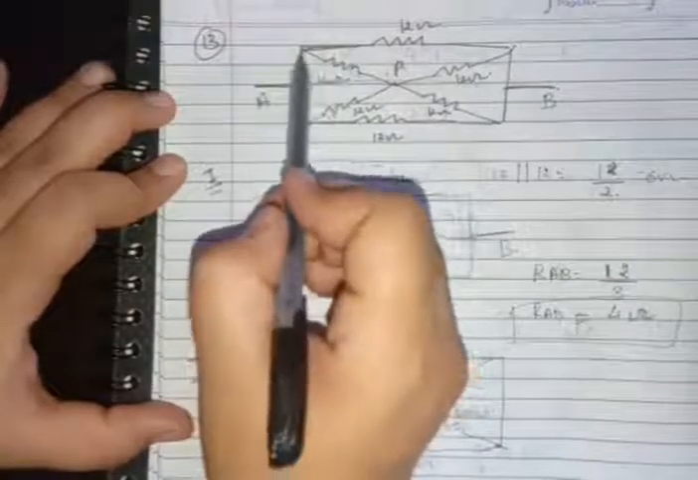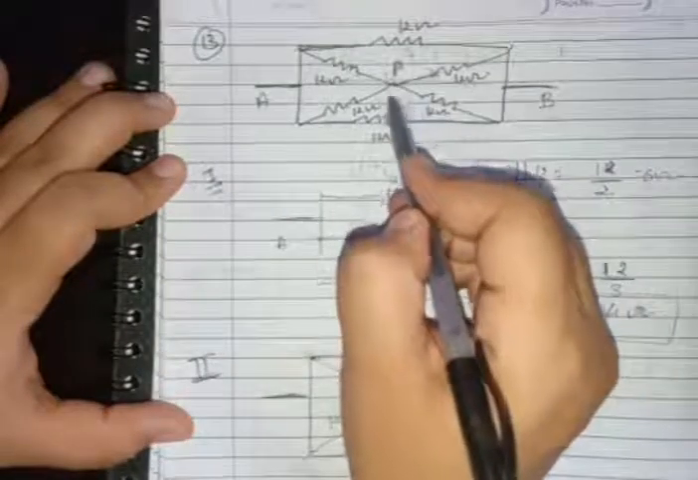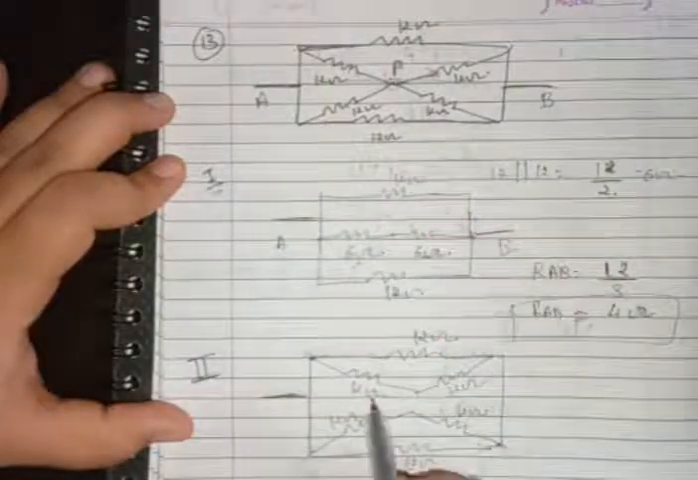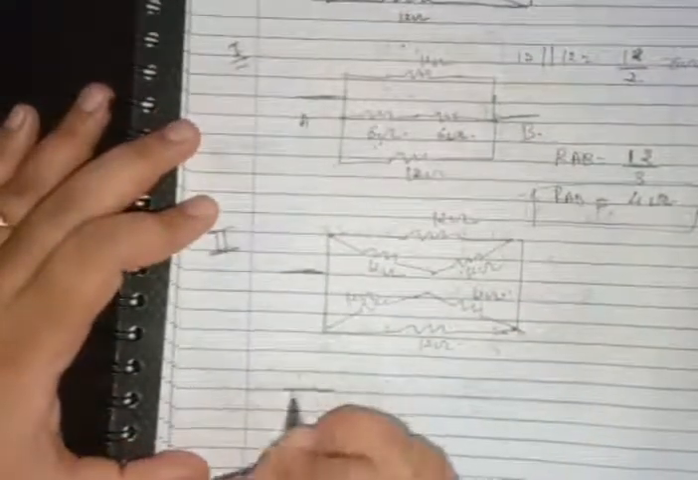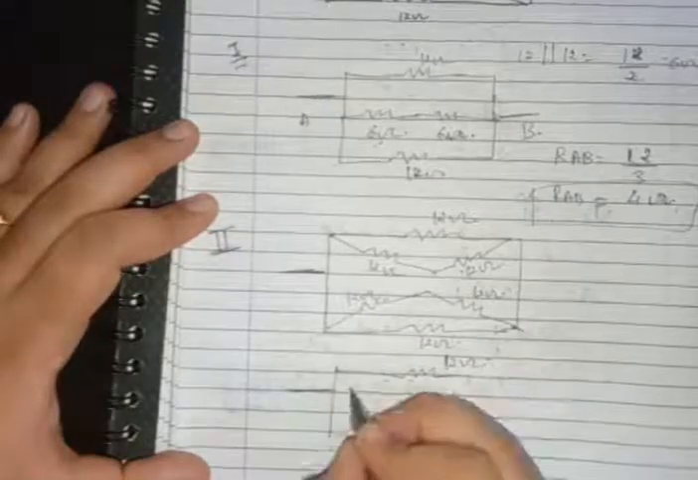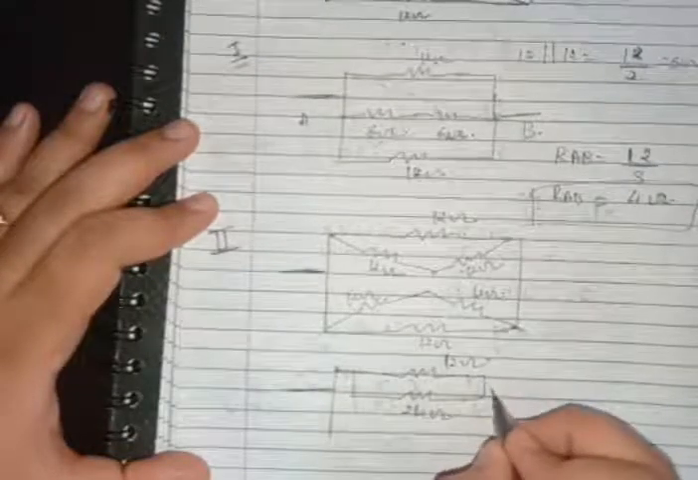As current coming in will directly pass to this 12 ohm, there is no current division at this point, so we can remove the junction point. This 12 and 12 are in series, so their equivalent will be 24. So we can redraw the circuit as 12 ohm in parallel with 24 ohm. Same way, this is 12 ohm in parallel with 24 ohm.